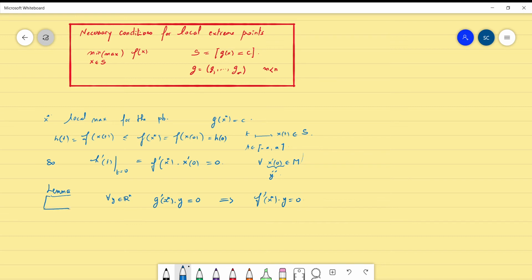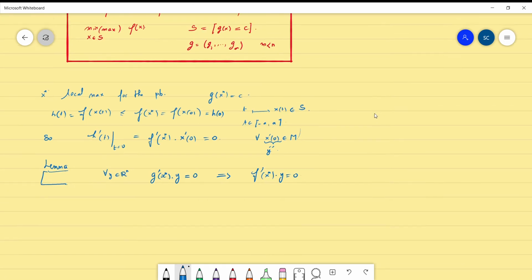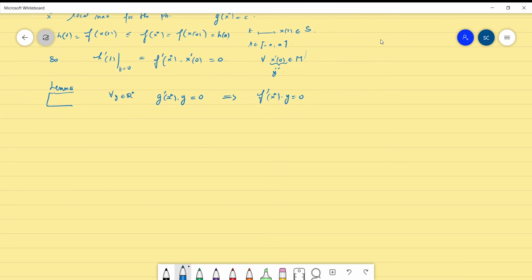Now, this is a characterization, but still it's not a practical one to find the candidate point, the candidate for optimality. So we need more work on that. Let's continue. There are tools in algebra that will help us. So let's continue, using tools from algebra.